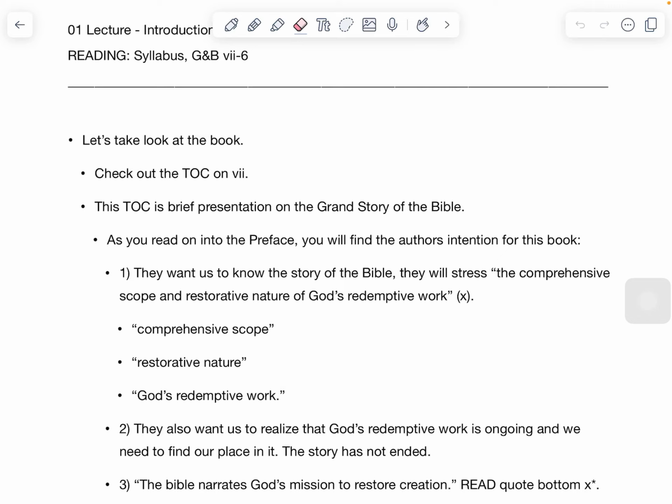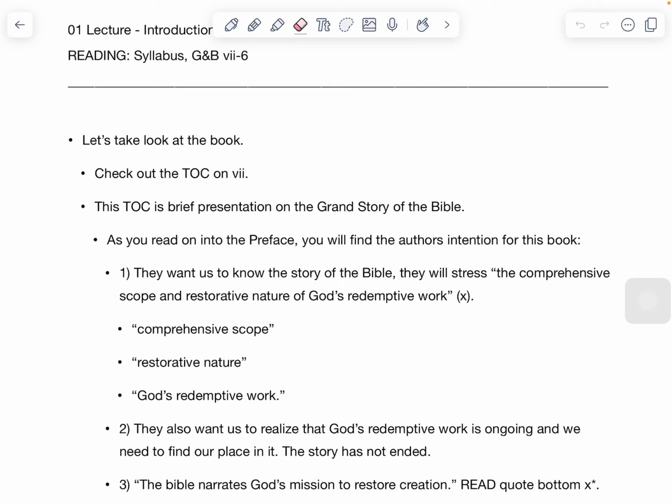And the last aspect of that is the restorative nature. In other words, the Bible is the story of how God has been, is, and is going to restore his creation to its original intention, its original peace or perfection, if you will. And that also describes theologically how God's work is redemptive.